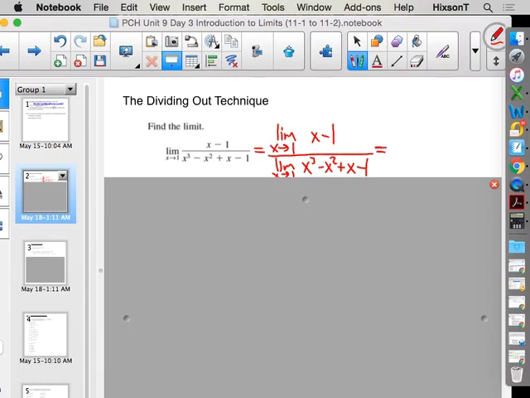Using the limit theorems we saw yesterday, I can find the limit of a rational function by doing the limit of the top over the limit of the bottom. But there was one contingency there. What was it? The denominator can't be 0. Alright? The denominator cannot be 0. So, as I plug this in, I get 1 minus 1 over 1 minus 1 plus 1 minus 1. And I get this indeterminate form 0 over 0.